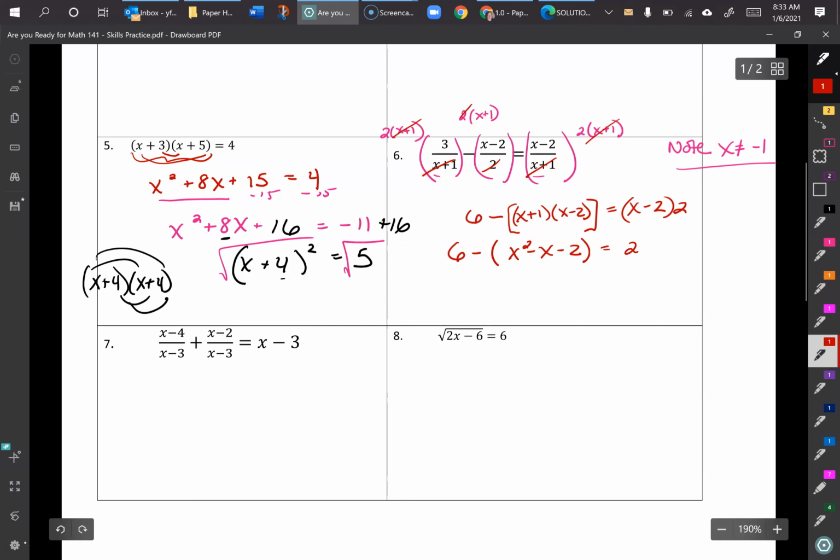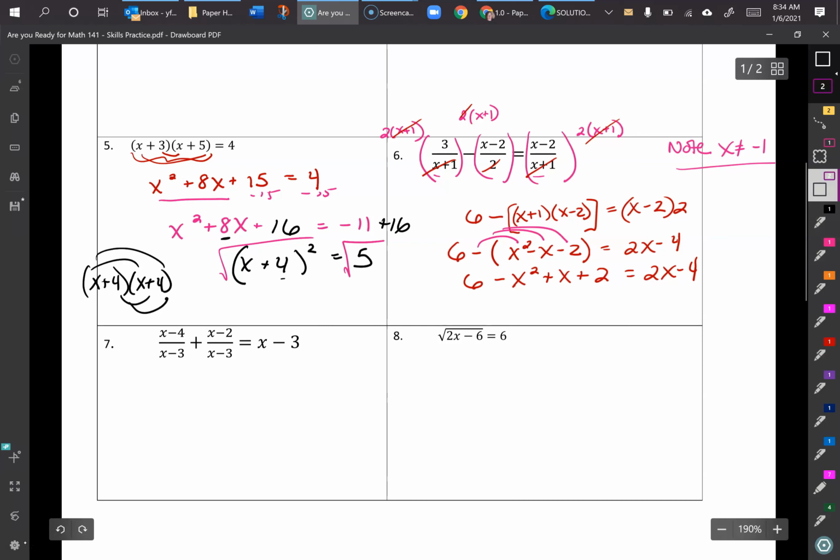And you're probably pretty familiar with that by now too. And then the key thing is, see, this negative has to distribute. So for this problem, you should end up with 6 minus x squared plus x plus 2 equals 2x minus 4. And then you're going to simplify from there, set it equal to 0, and then it is factorable.